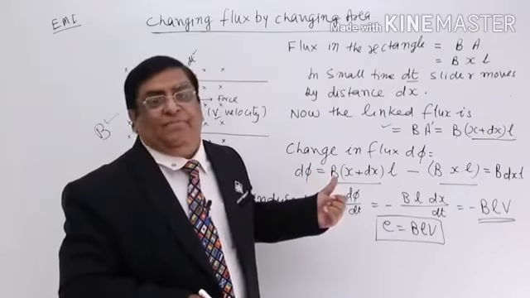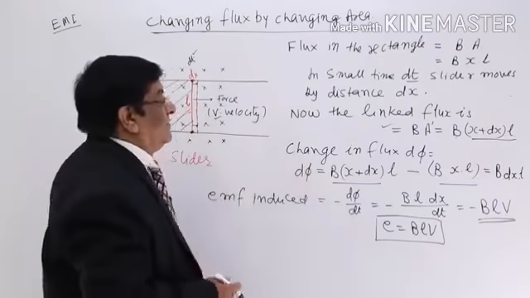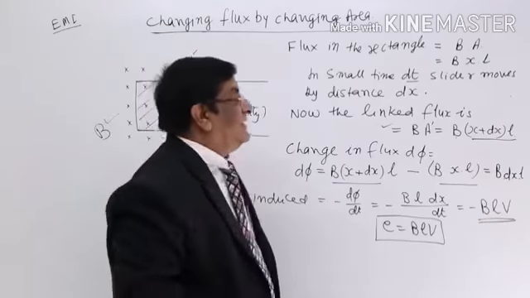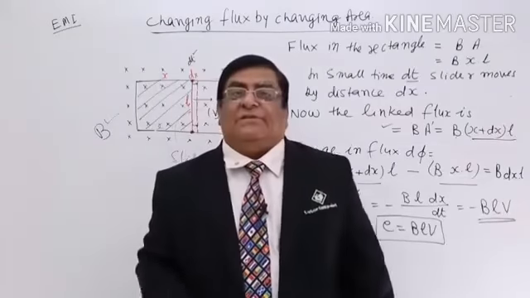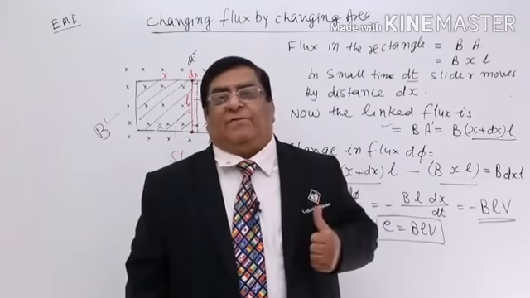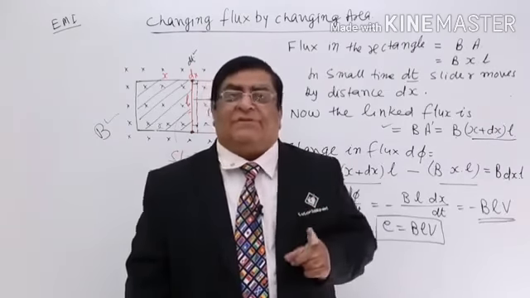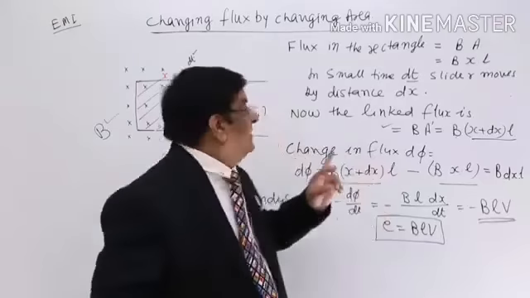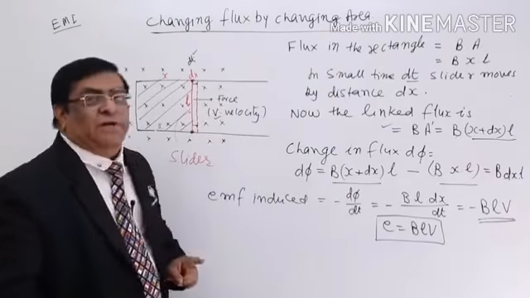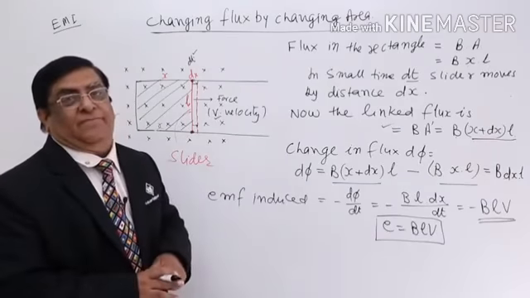This we will study in the rules for the direction of the current. The EMF produced by change of area is this, and in the next lecture we will see the direction of the induced EMF. This EMF is due to the motion of this rod. Therefore, we call it motional EMF.